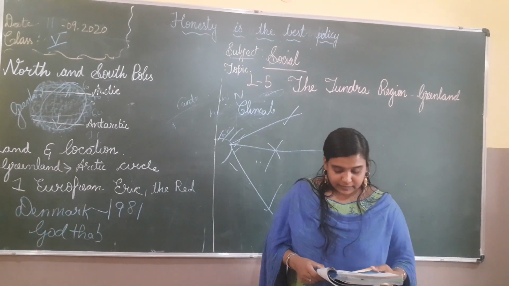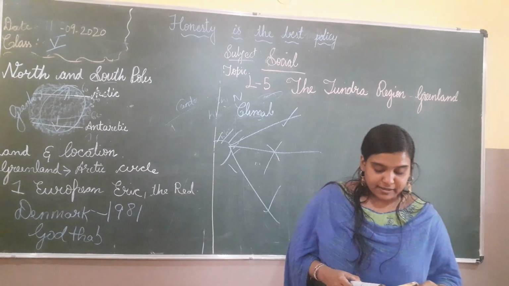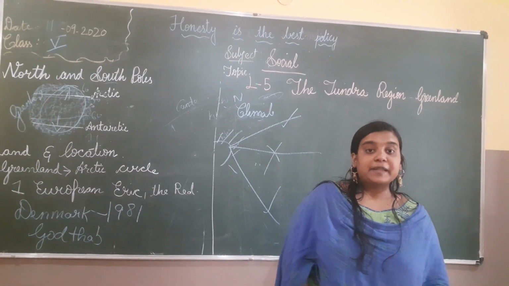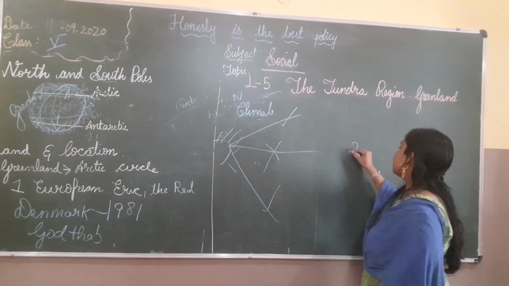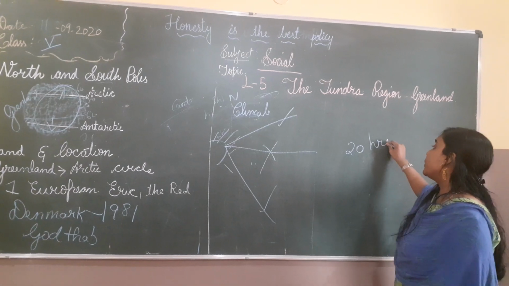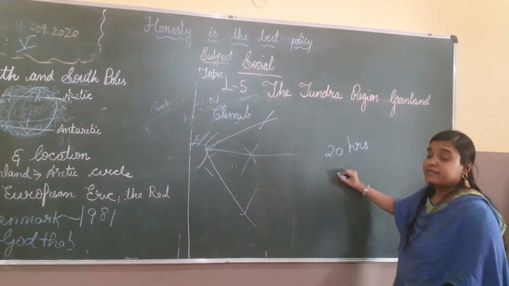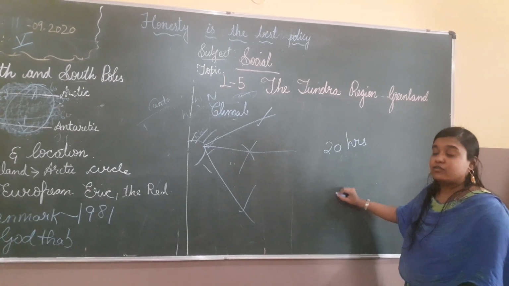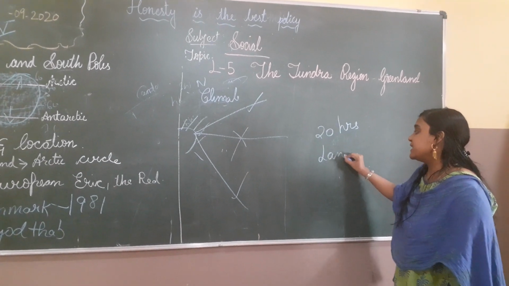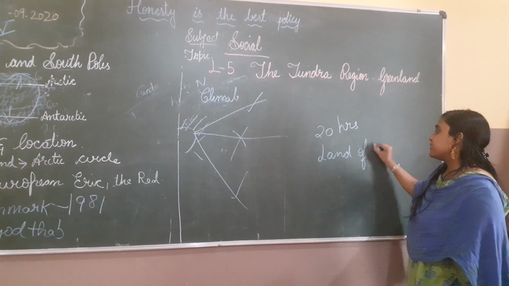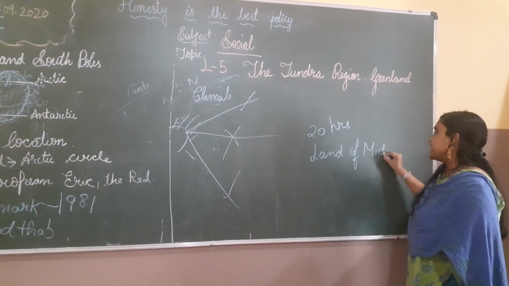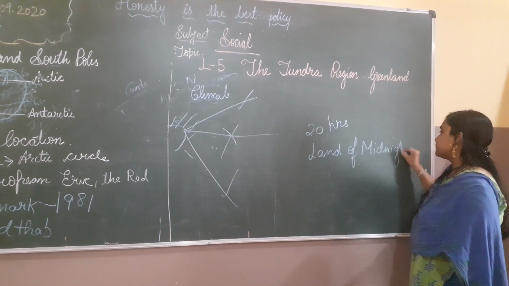And in summer the sun shines even at midnight. In summer the sun shines for 20 hours, children. Even at midnight the sun will shine over there. So Greenland is known as the land of the midnight sun.